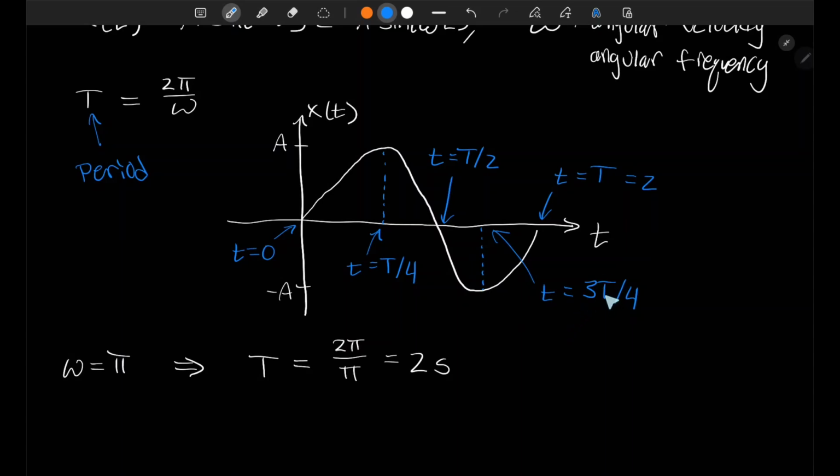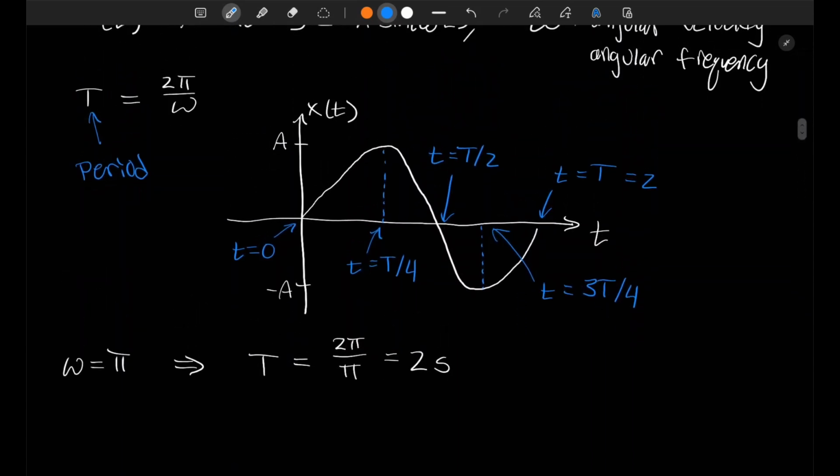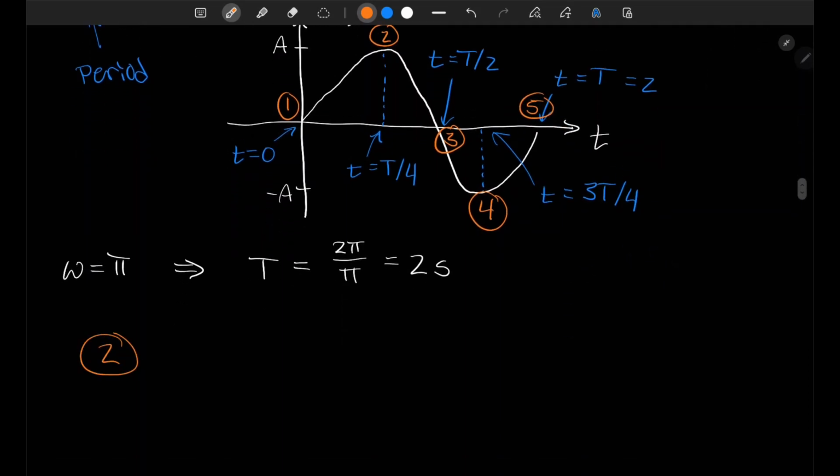This occurs at 3T over 4, and a full period has elapsed when the sine graph goes up, down, and back again. So what this means is, if we label each of these points, this is point 1, this is point 2, this is point 3, 4, and 5.